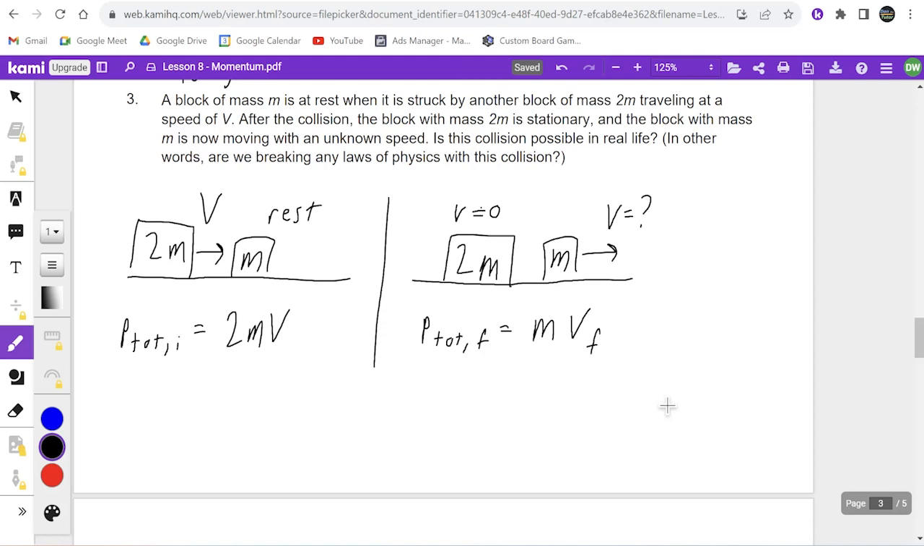So now I'm going to set these two things equal to each other. 2mv equals mass times v final. Mass cancels out, and I would say the final speed is equal to 2v. Can someone tell me what that means in English?